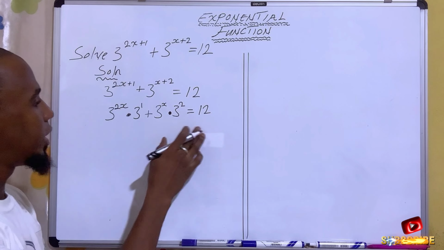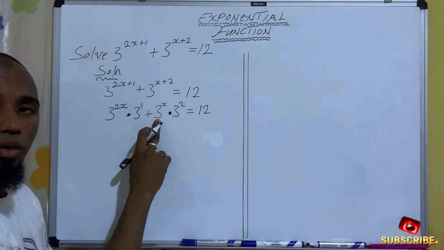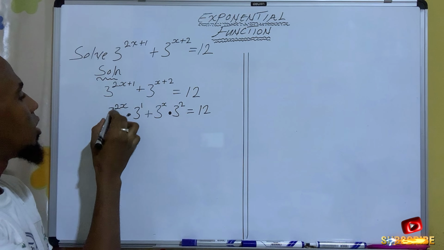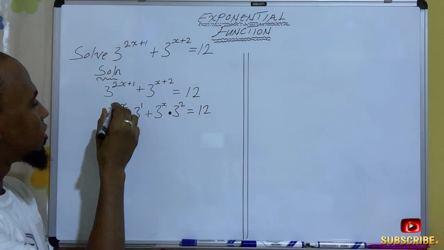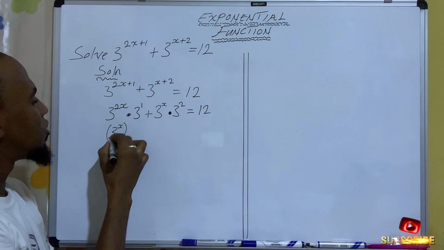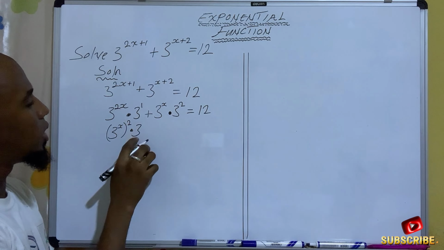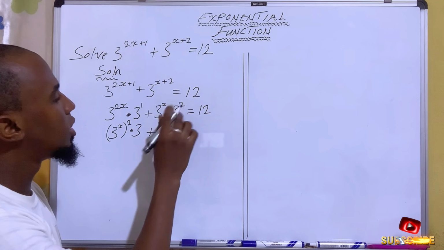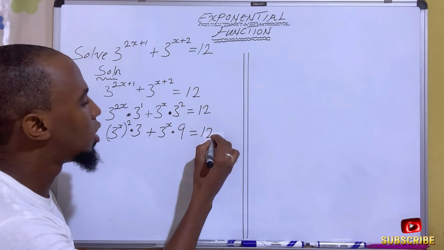Okay, now from this point we can try to make sure we have 3 to the power x standing alone in each of these two. Let's do that. We have here 3 to the power 2x. We can bring this 2 inside and raise it to the power 2. That is going to be 3 to the power x all raised to the power 2, times 3, since 3 to the power 1 is the same as 3, plus 3 to the power x times 3 to the power 2, which is 9. It's going to give us 9, and this equals 12.